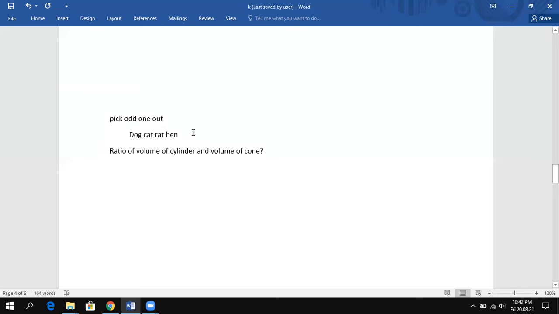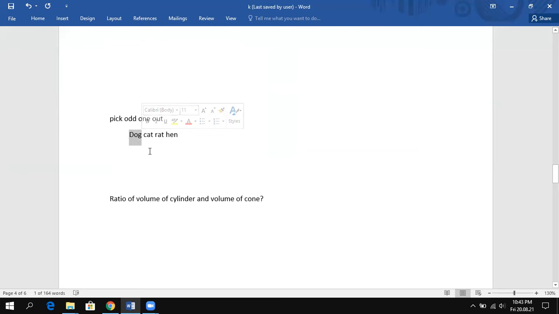Let's go to the next question. Here we were asked to find the odd one out. We were given options as dog, cat, rat, hen. If you have a look at this, dog is a pet animal. You can have a dog as a pet, or a cat as a pet, or a rat as a pet, or maybe a hen. Everything can be a pet.